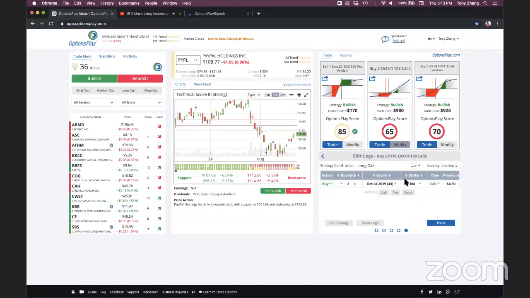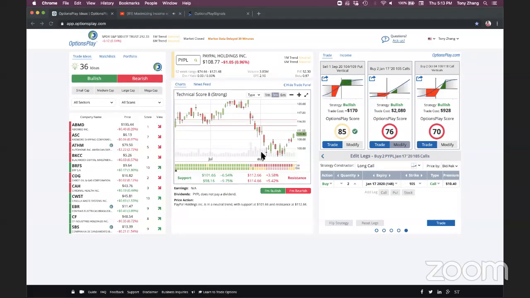So it changes based on the strike prices that you select, and it also changes based on the expiration dates that you select. It changes based on the expected payoff of each strategy based on the expected range of that stock.